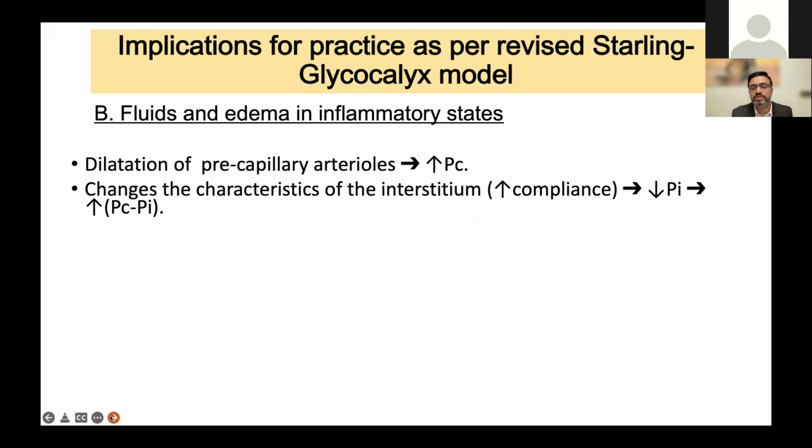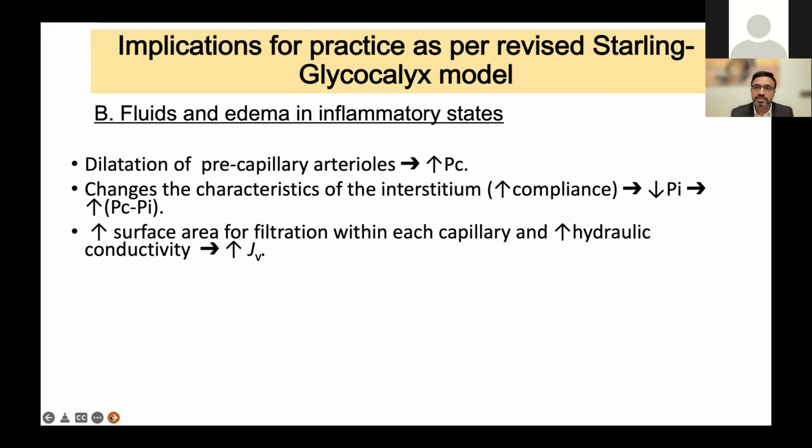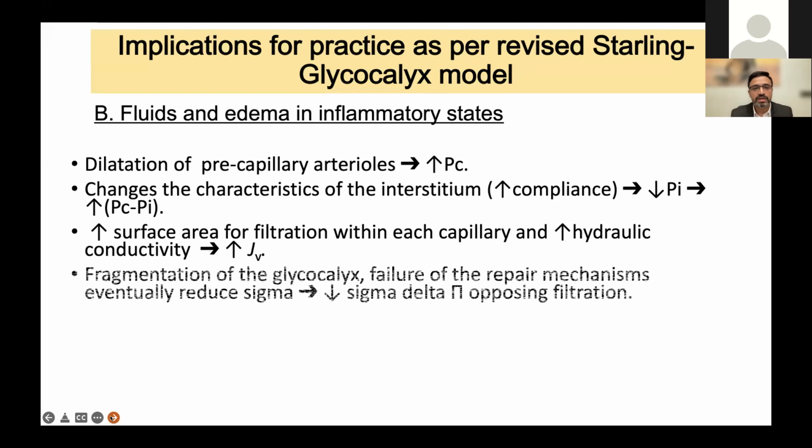So there's much more increased filtration of fluids. The surface area of filtration also increases, and so does the hydrostatic conductivity, which is the K factor. So effectively, there is a net movement of fluid outwards. Fragmentation of the glycocalyx will further cause leakiness of the capillaries, with increased transmission of protein molecules across the capillaries into the interstitium, which will draw more fluid from the capillary to the interstitium.